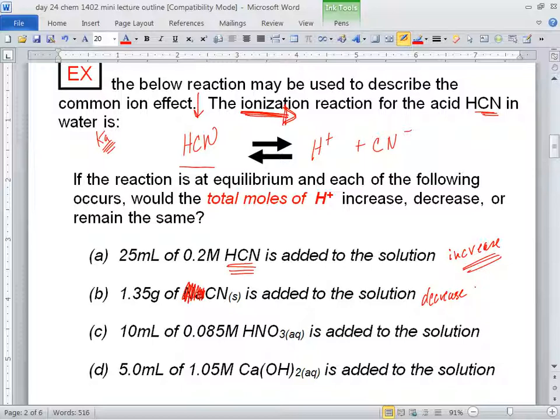5 mils of 1.05 molar calcium hydroxide. So I think that the answer to C is just that the equilibrium will shift this way, right? So, kind of a bad question. But how about if we had calcium hydroxide? That's not even up there. Calcium's not up there. Hydroxide's not up there.